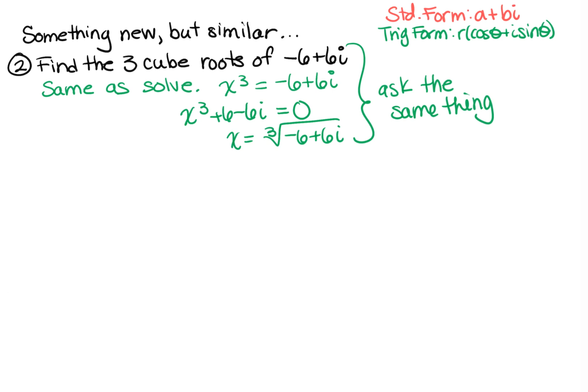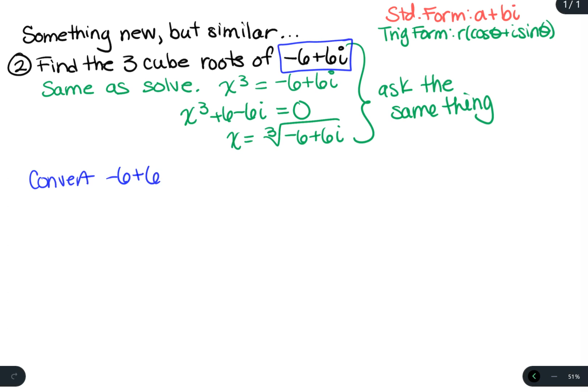So if we're going to be using trig form, the first thing that we want to do is take this negative 6 plus 6i and convert it to trig form. So go ahead and convert negative 6 plus 6i to trig form. You can pause the video.